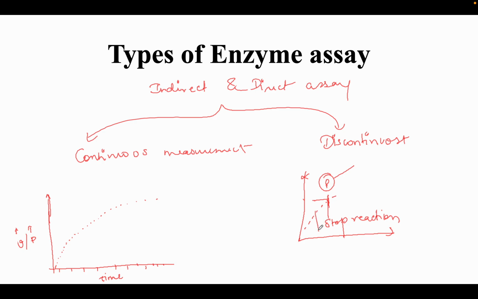So let's say we stop here. This is P1 at T1, and in the next reaction we can stop at P2, and in the next reaction at P3. So this P1, P2, P3 is also with time, but we are stopping the reaction and measuring how much product is formed at the end of every time interval, as you can see here. So this is the discontinuous method of assay.